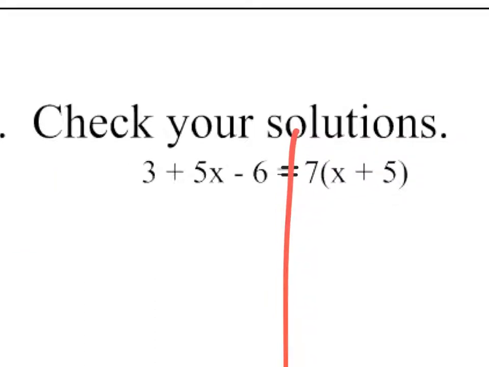So 7 times x would be 7x. And 7 times 5 is 35. You guys know how to do distribution. We've been doing it for weeks now.